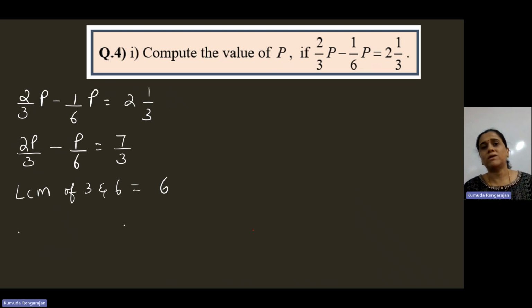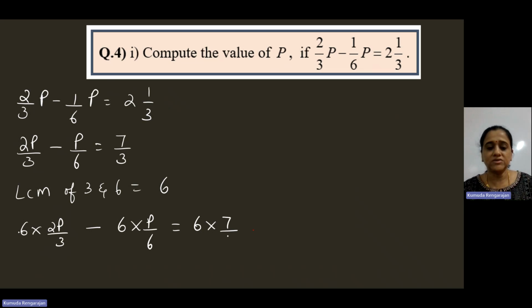Now what you do, you multiply every term in the left-hand side and right-hand side by 6. Okay, so the first term in the left-hand side is 2P by 3. We'll multiply that by 6. So 6 into 2P by 3. All right, then minus. The second term is P by 6. We'll multiply that by 6. So 6 into P by 6 is equal to the only term in the RHS, 7 by 3. We'll multiply that also by 6.